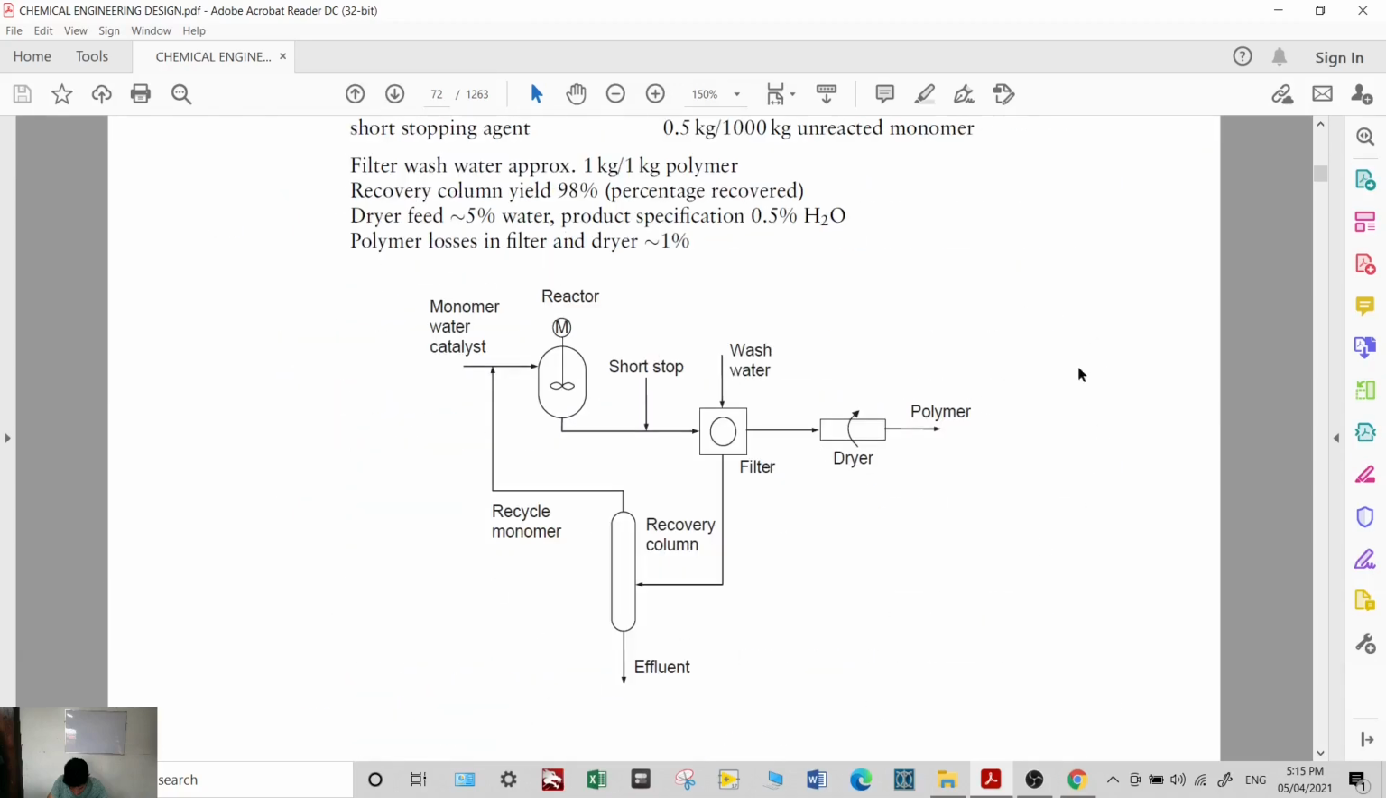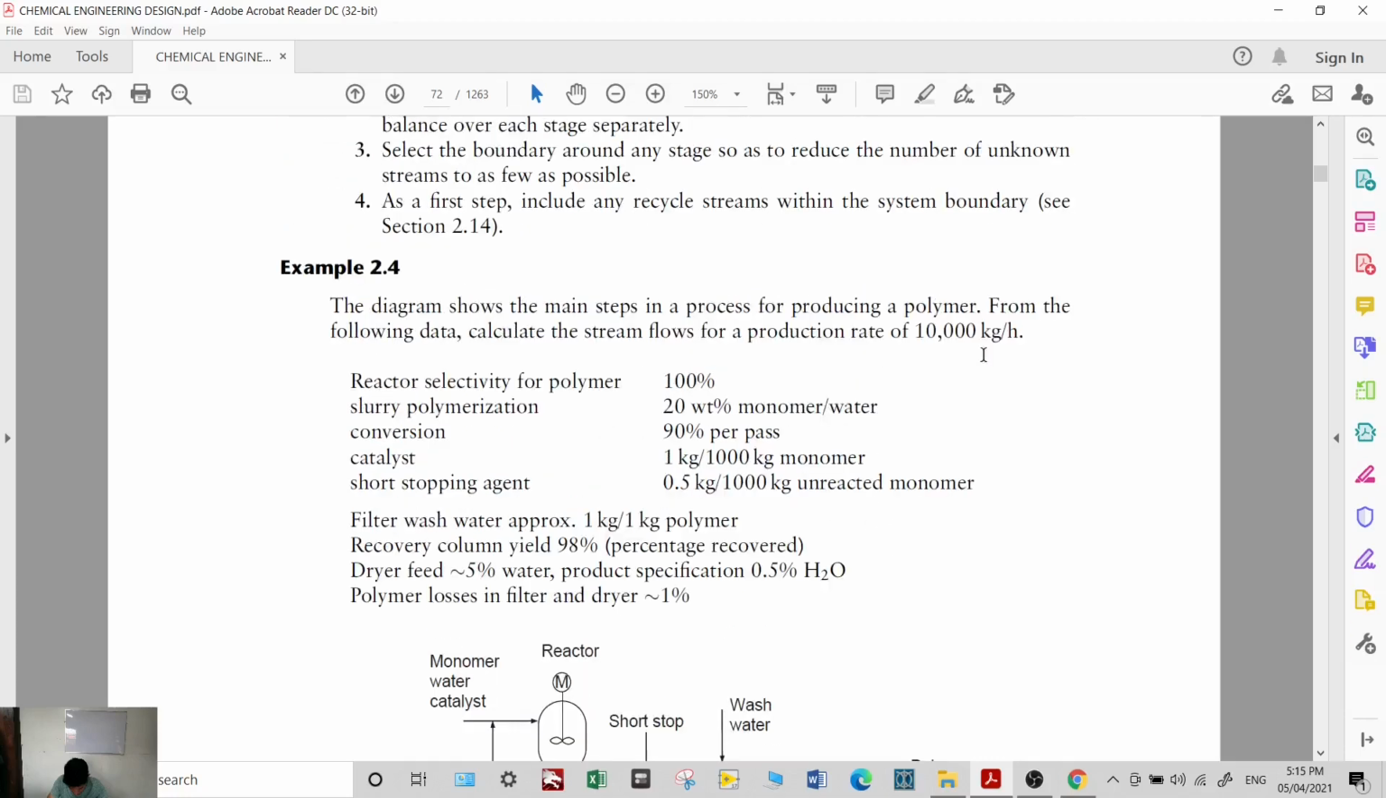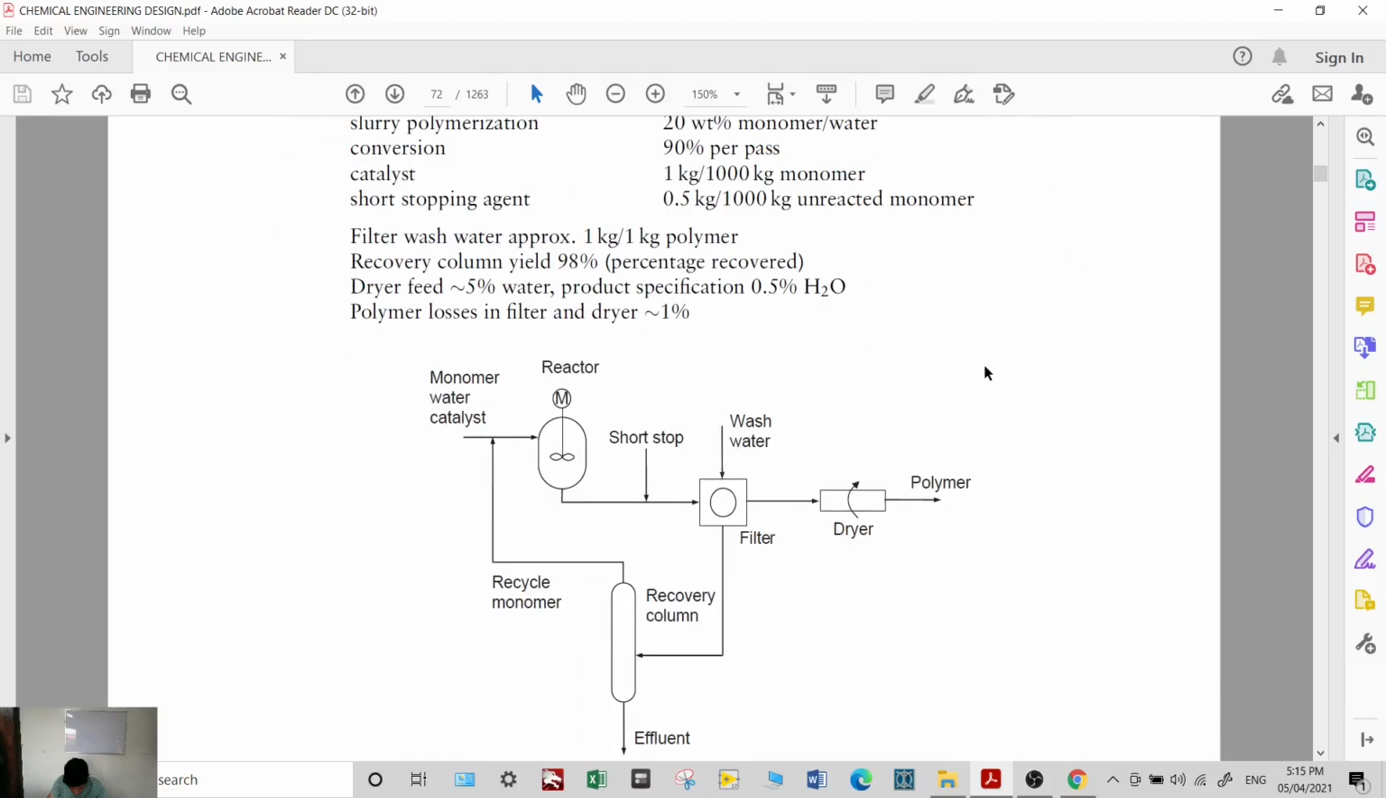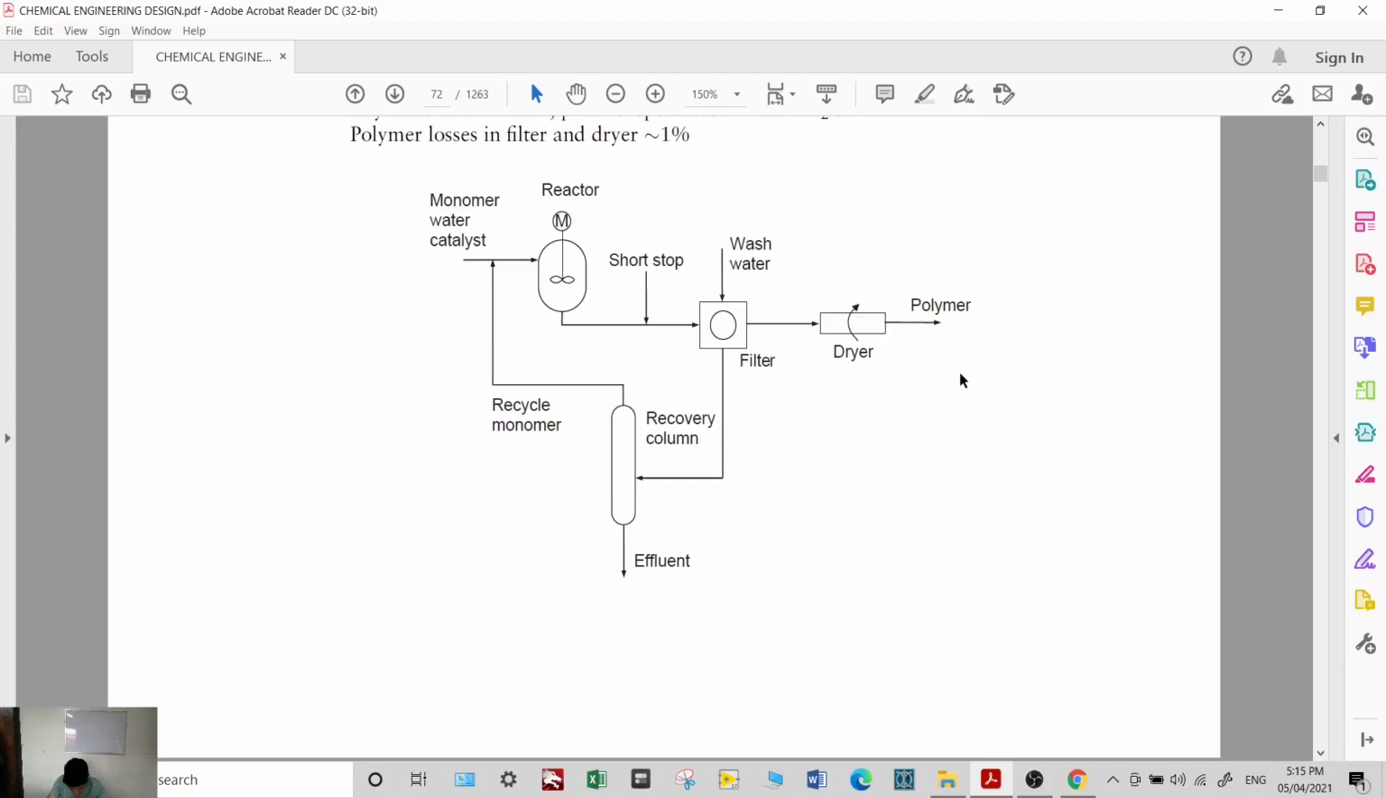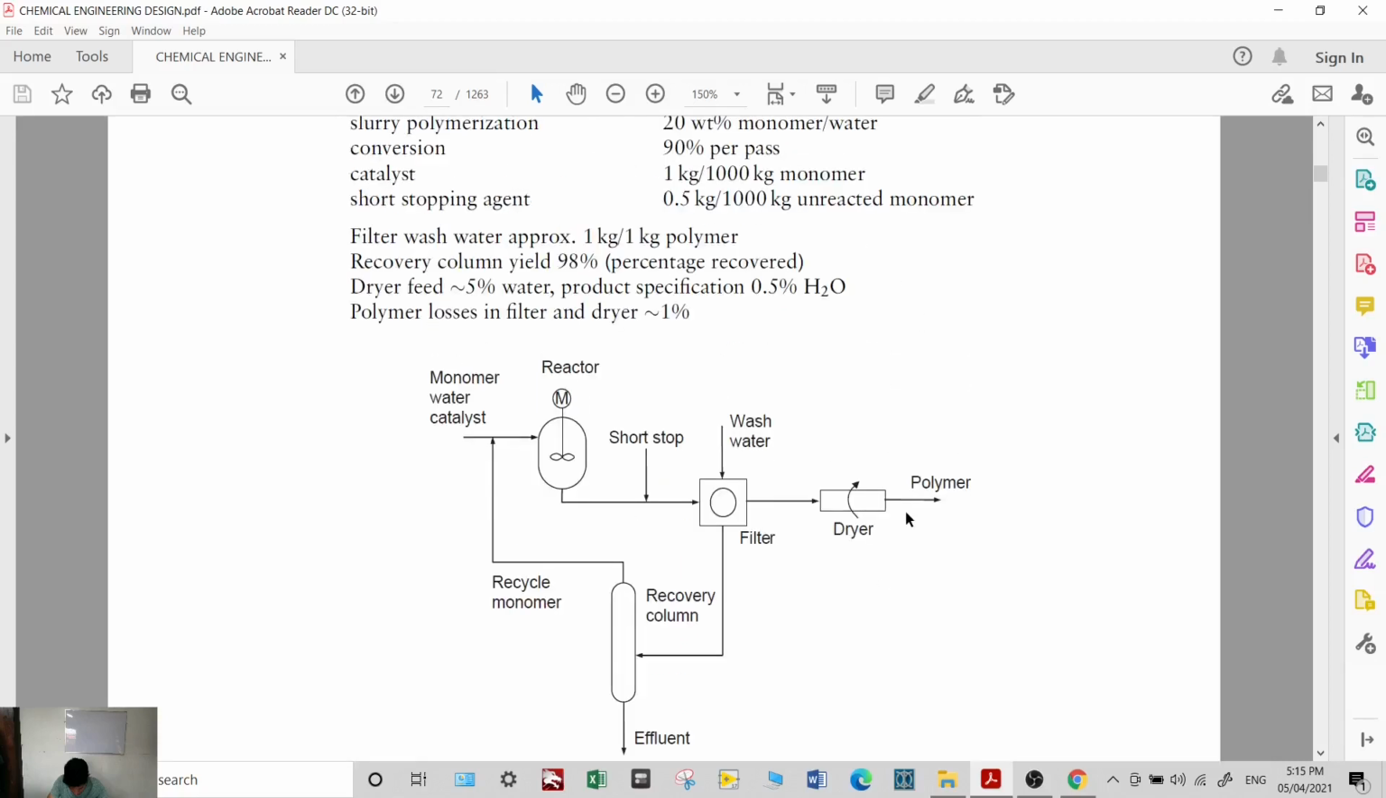So kung atong i-summarize, naay target nga production dere, the question is how much is the monomer, water, catalyst, short stopping agent, wash water, recycle monomer nga imong gamiton para ma-achieve ang 10,000 kg polymer production process. So that's just the basic, no?